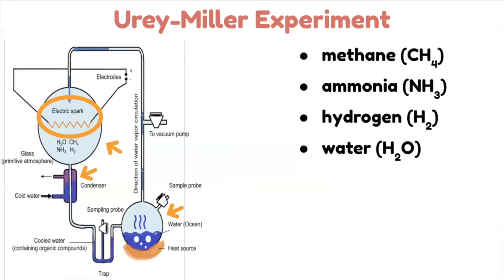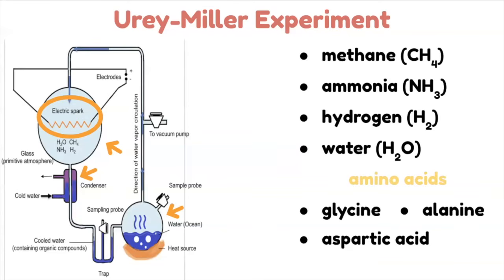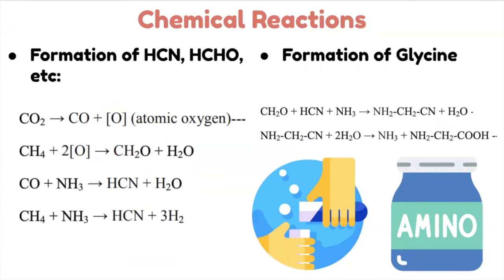Now, the analysis of the mixture indicates the presence of amino acids such as glycine, alanine, aspartic acid, and the nitrogen base adenine and the simple sugar ribose. In addition, he found hydrogen cyanide, formaldehyde, and other active intermediate compounds such as acetylene and cyanoacetylene. This slide shows the chemical reactions which might explain the formation of the said compounds. Okay, so this is not really that important.